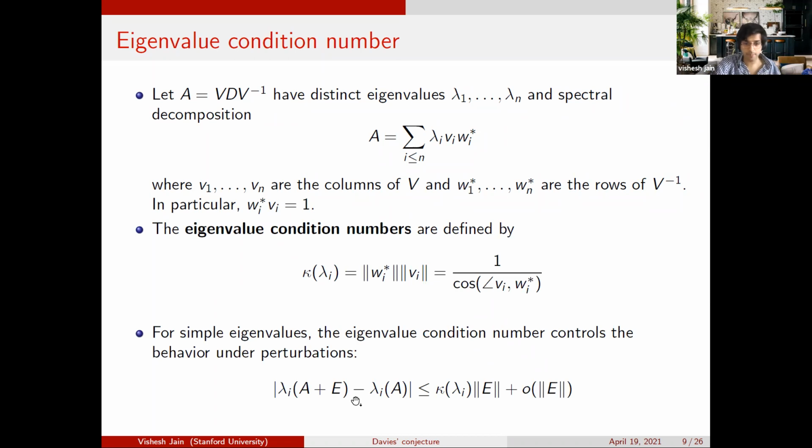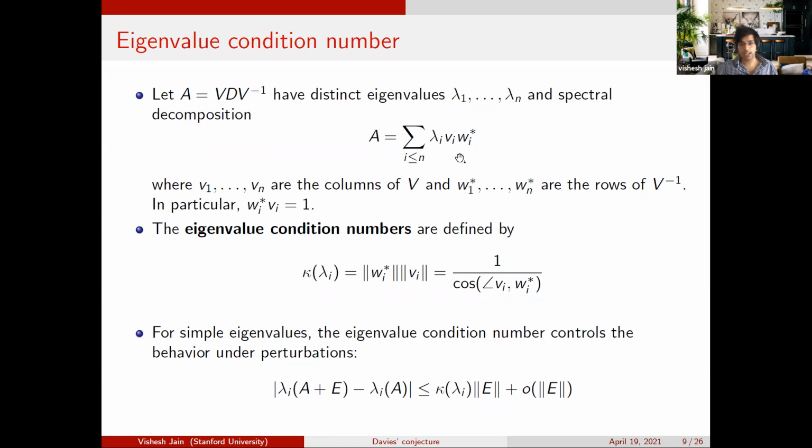Okay, so the point here is that if I have simple eigenvalues, the eigenvalue condition number tells me the first order effect of perturbations. And formally, the way you define it is you can say, let me write down a spectral decomposition of my matrix.